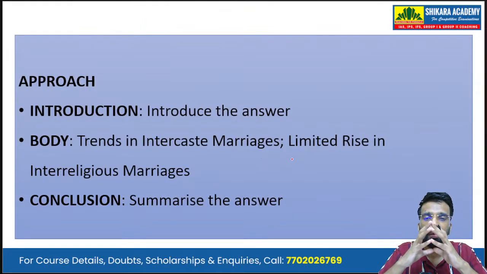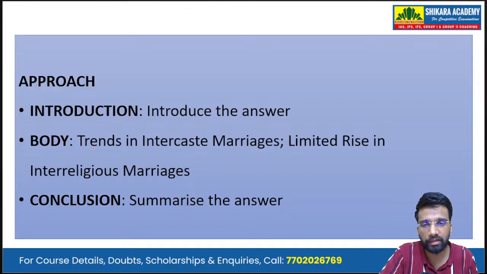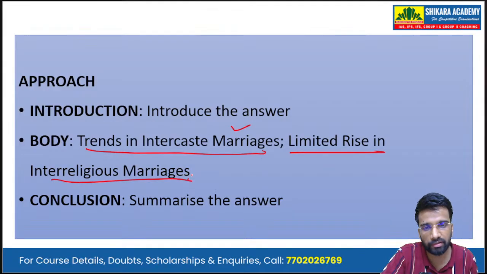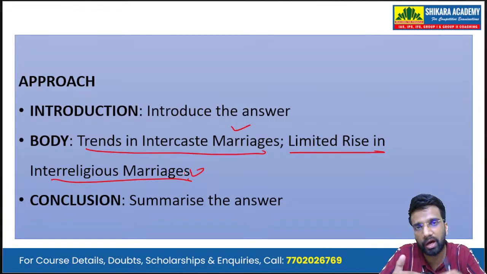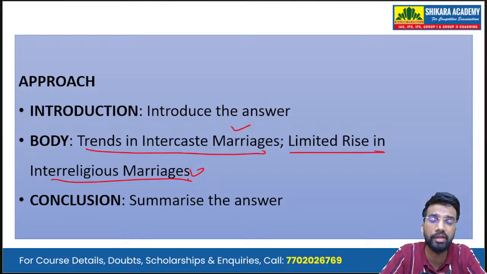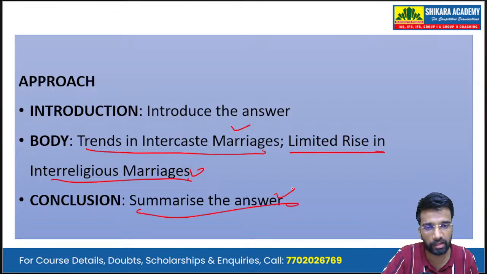So, the approach that we will take: in introduction, we will write a relevant introduction. In body, we write the trends in intercaste marriages and the limited rise in the interreligious marriages, because the question is demanding two things. We have to support the fact that intercaste marriages are on a rise up to a certain extent, but we have to also discuss why there is a limited rise in the interreligious marriages. Then, in conclusion, we will be summarizing the answer.